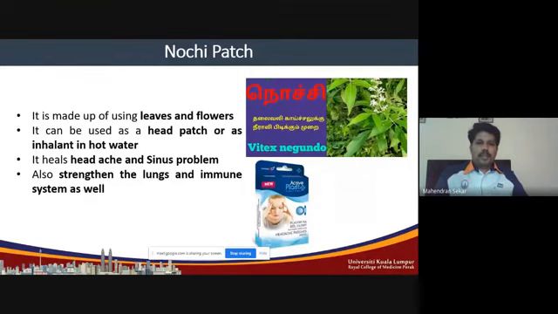But if you tell people in the city or in the town, they don't prefer that, and it is very difficult for them to get Nochi leaves. So the idea the innovator had was to convert it into a prototype. They came up with a head patch. It is a patch type which, if you put it on the head, automatically relieves headache. That is what we need to practice.